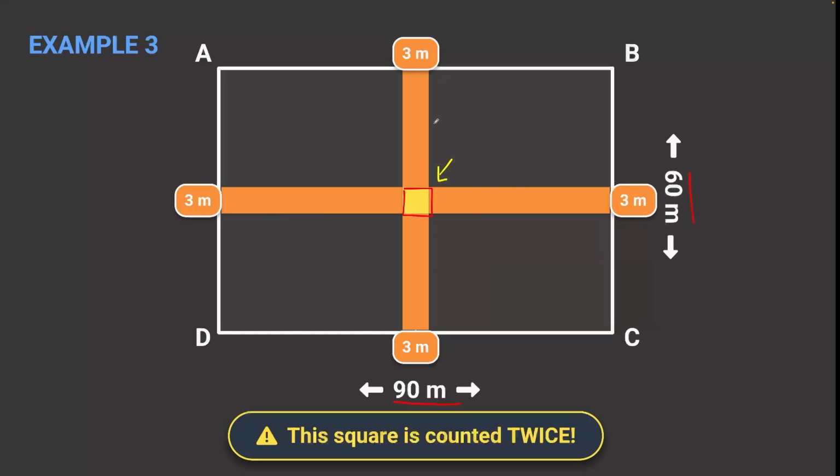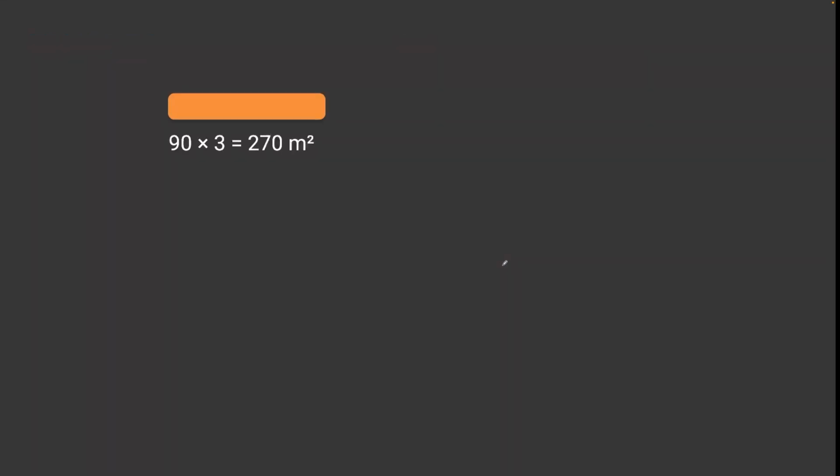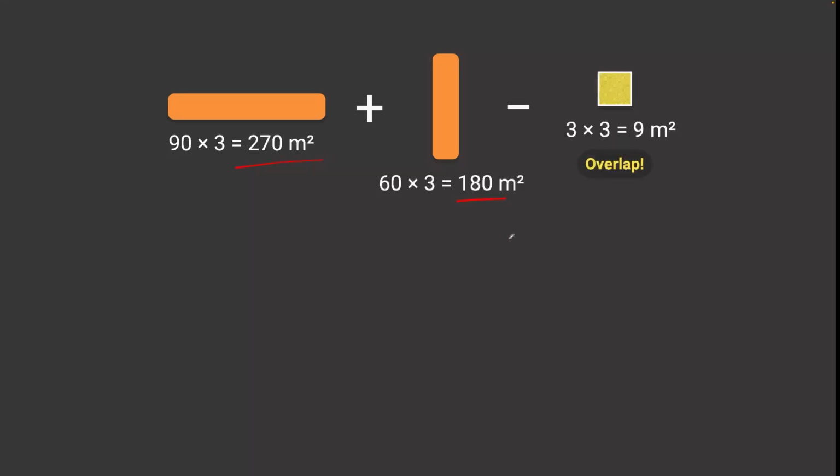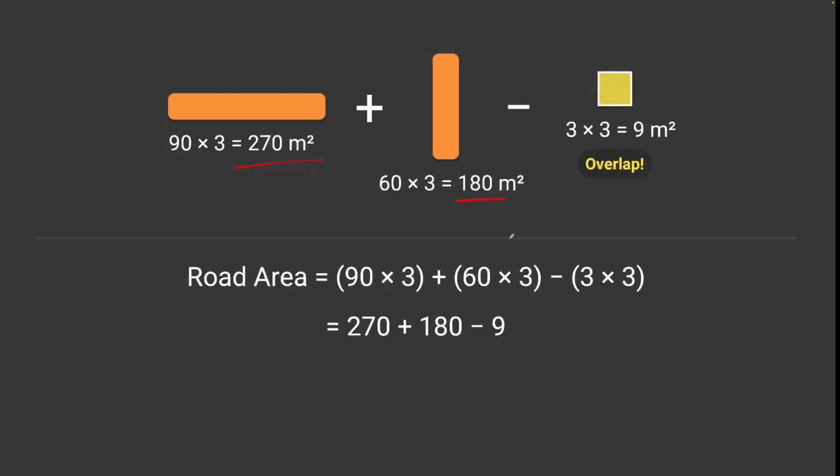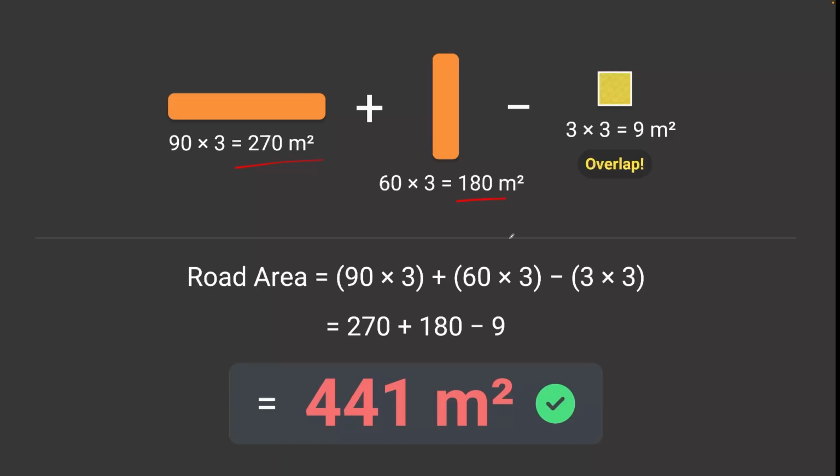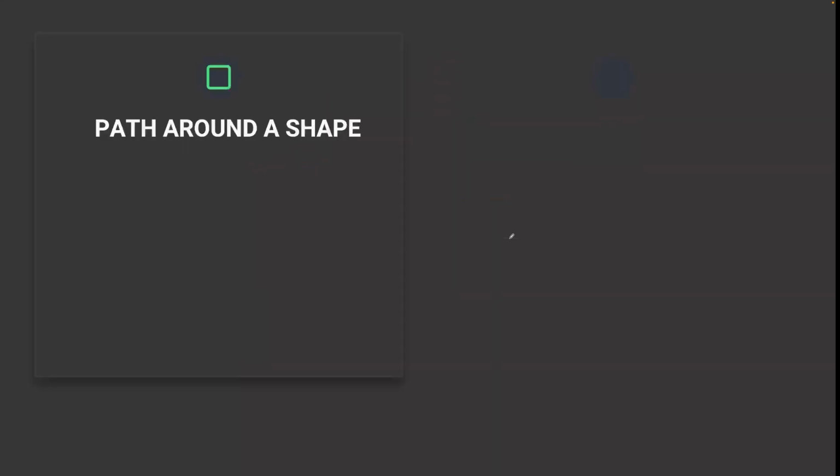So to find the area of this path accurately, you first have to calculate the area of both these parts. Then you have to remove the area of the square once, because you of course need it to be there once, right? If you count it twice, then you increase the area, which is not right. So how do we do that? First you calculate the area of the horizontal path. That will be 90 by 3, which is 270 meters square. Then you calculate the area of the vertical path, which is 60 by 3, which is 180 meters square. And then, as I said, we need to remove one square, which is 3 by 3 equals 9 meters square, which is overlapping. So altogether we get 90 by 3 plus 60 by 3 minus 3 by 3, which is 441 meters square.